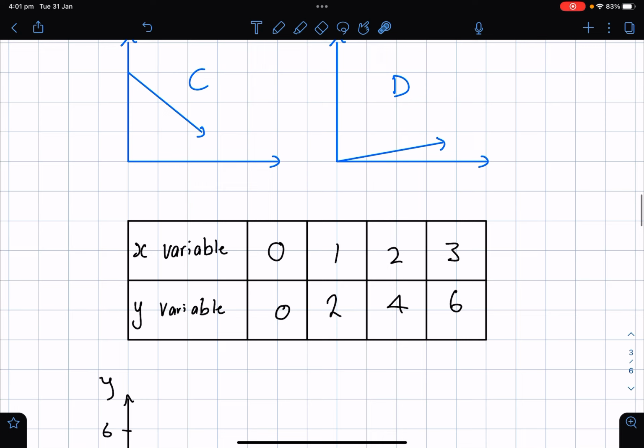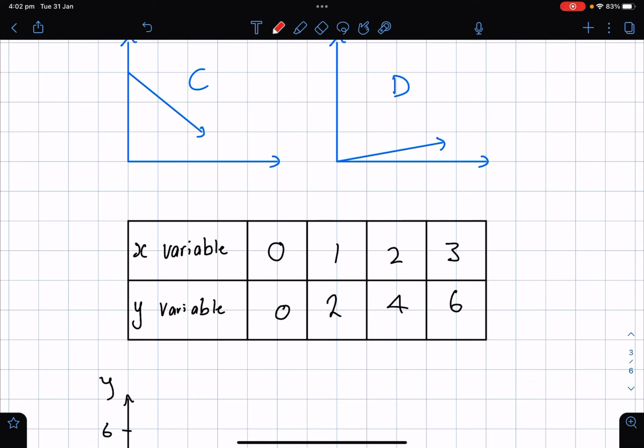All right, again, let's have a look at what happens when we look at a table. So each step of x has the same multiplication. So 0, if we multiply by 2, gives 0. 1 multiplied by 2 gives 2. 2 multiplied by 2 gives 4. 3 multiplied by 2 gives 6. Okay, so these are directly proportional.